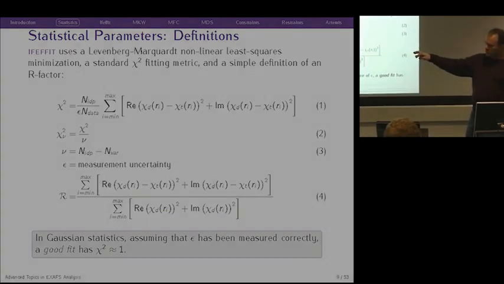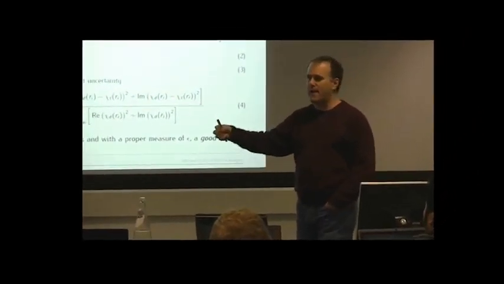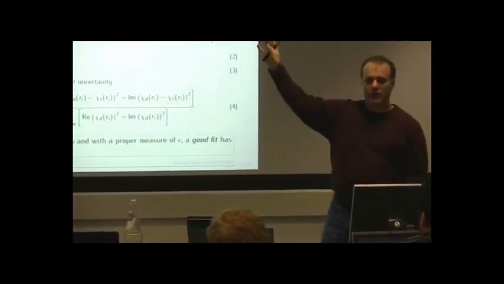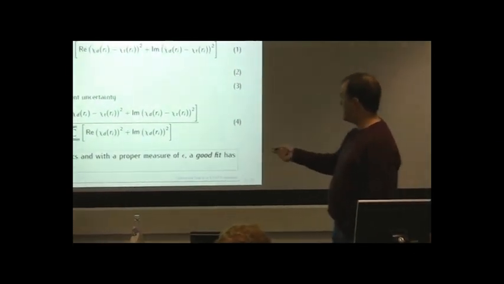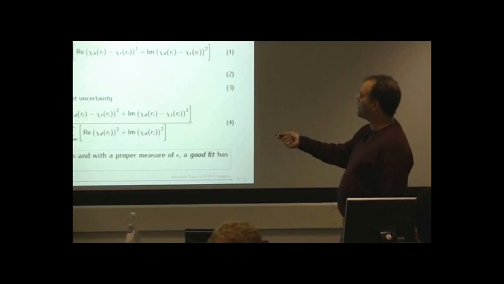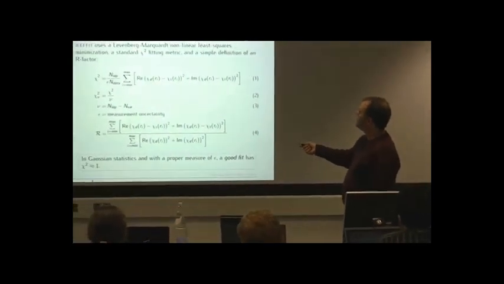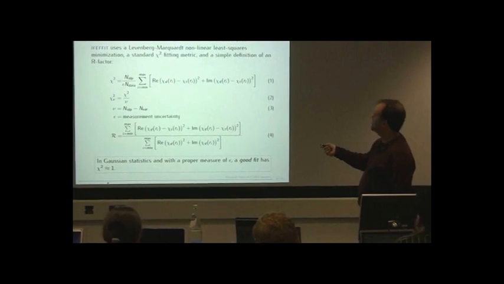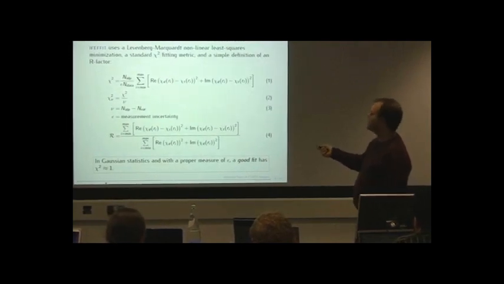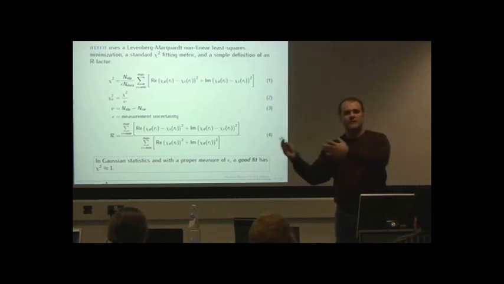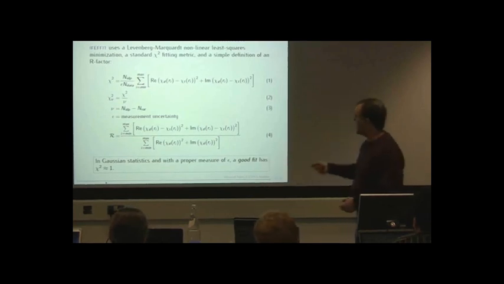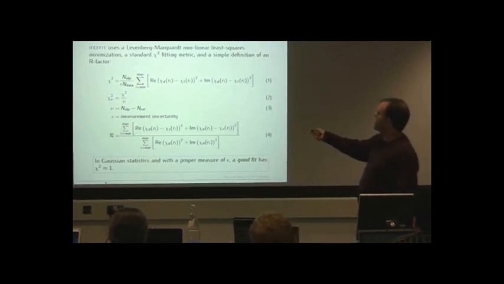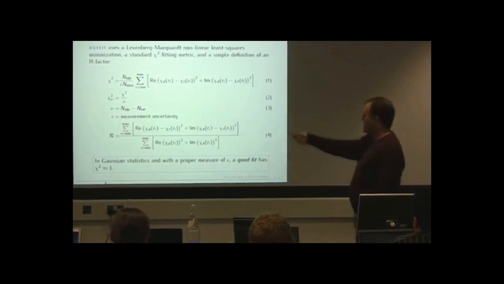IFEFIT starts with your initial guesses for all the parameters, evaluates the x-axis equation for all the paths, and evaluates chi-squared, which is the sum over all of the data points of the squares of the differences of the real and imaginary parts of the Fourier transforms of the data and the theory. So you Fourier transform the data, you Fourier transform the theory, and you evaluate the difference in the real part and square it, evaluate the difference in the imaginary part and square it, add all of those things up, normalize by the appropriate numbers, and this quantity is minimized.